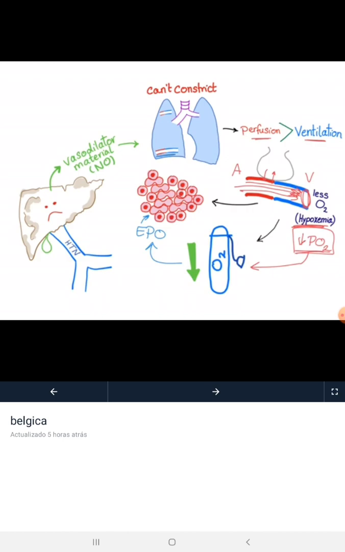I cannot constrict the blood vessels in the lung as I normally do, so there is arteriovenous shunting, hypoxemia, and hypoxia. So it's a good idea to measure what? The oxygen saturation by pulse oximeter. Also, note that these patients with hepatopulmonary syndrome, they get priority in liver transplant, because maybe if we wait so long, it will be permanent and there will be no hope.